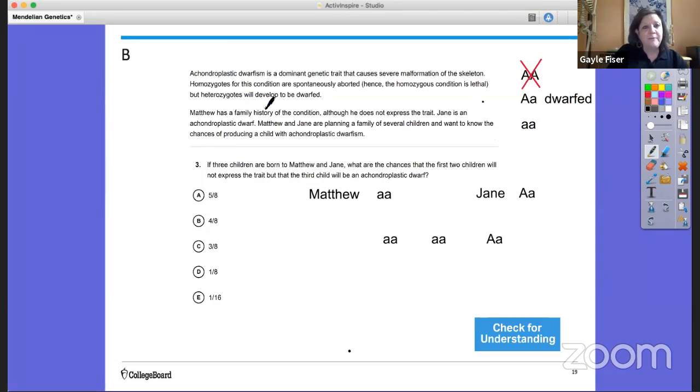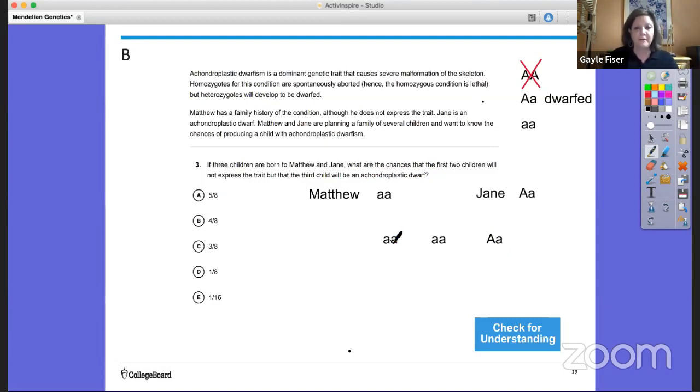Okay. All right. So Matthew has a family history of the condition, although he does not express the trait. So here's Matthew right here. This is what it looks like if you don't have a trait. Jane is an achondroplastic dwarf. Okay, here's Jane. So she's going to look like this because she can't look like that. All right, Matthew and Jane are planning a family of several children and want to know the chances of producing a child with achondroplastic dwarfism. So if 3 children are born to Matthew and Jane, so here's child 1, child 2, child 3, what are the chances that the first 2 children will not express the trait, but the 3rd child will be an achondroplastic dwarf?